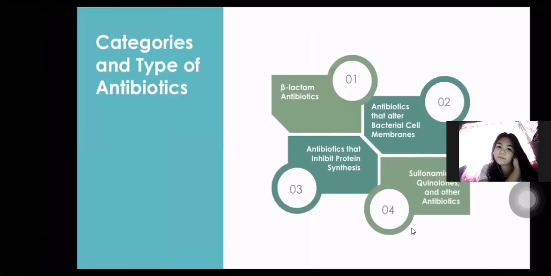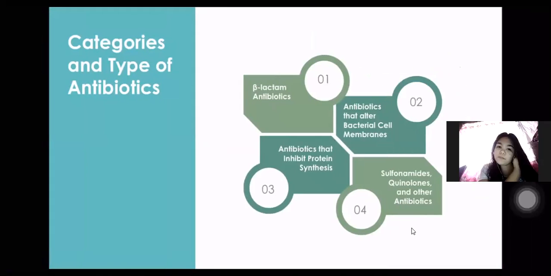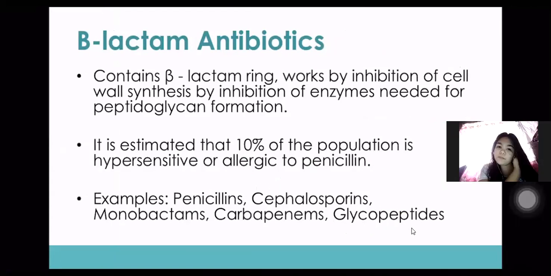Okay. So we have these 4 types of antibiotics. Number 1 is the beta-lactam. 2, antibiotics that alter the bacterial cell membrane. 3, those that inhibit protein synthesis, and then number 4, sulfonamides, quinolones, and other antibiotics. So they are categorized according to the target part of the bacteria, or they can also target a process, like for example protein synthesis.